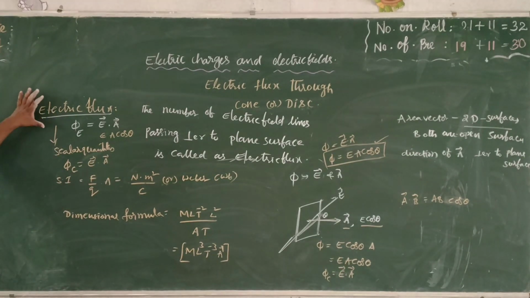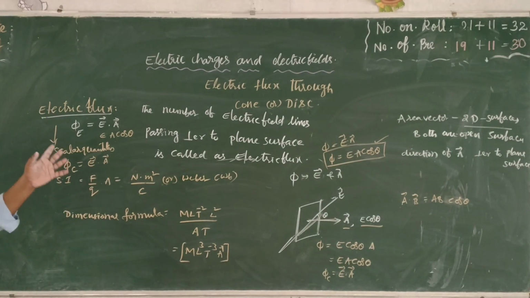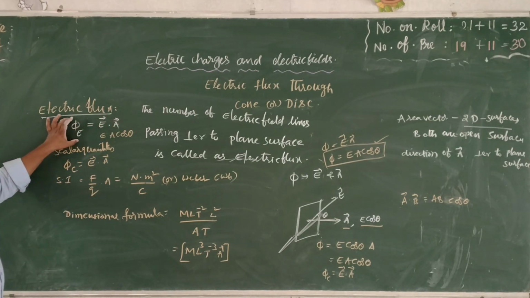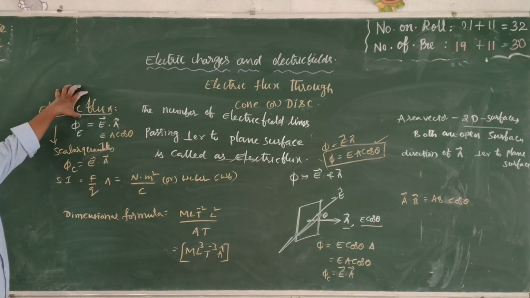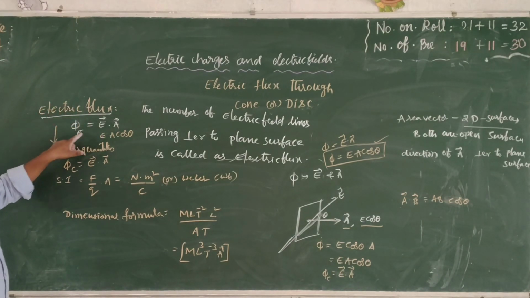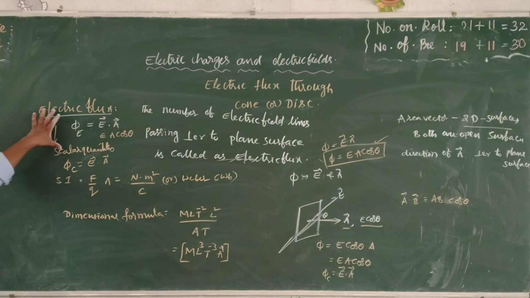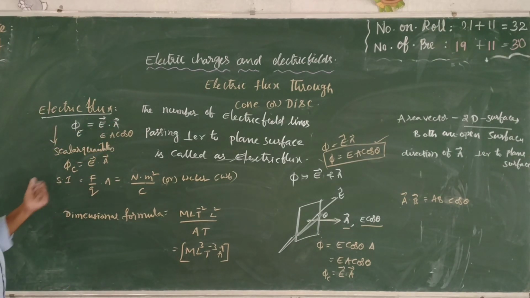Electric flux is a scalar quantity. Why? It is the dot product of the electric field vector and the area vector. The dot product of these two gives a scalar quantity. So that's why electric flux is a scalar quantity. And how to write it now? Phi equals E dot A or EA cos theta. It is a scalar quantity.